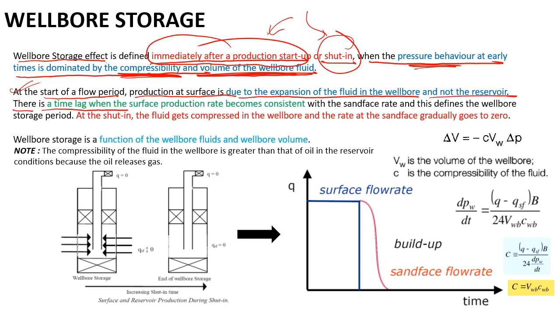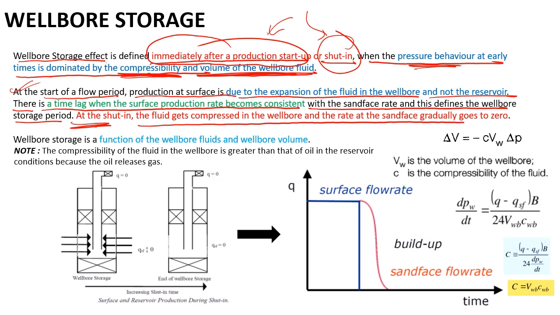There is a time lag when the surface production rate becomes consistent with the sand phase rate, and this defines the wellbore storage period. At the shut-in, however, the fluid gets compressed in the wellbore and the rate at the sand phase gradually goes to zero. Now you can see that in this particular diagram. This diagram is for when I'm going for a shut-in.